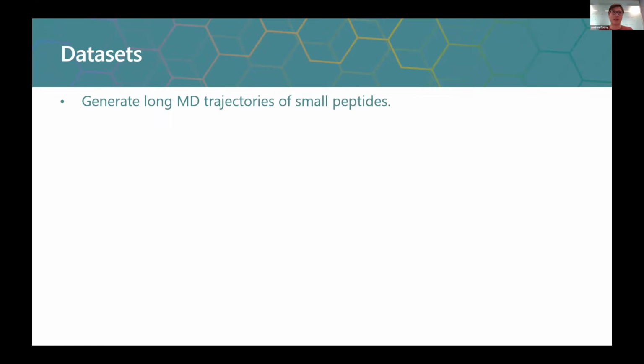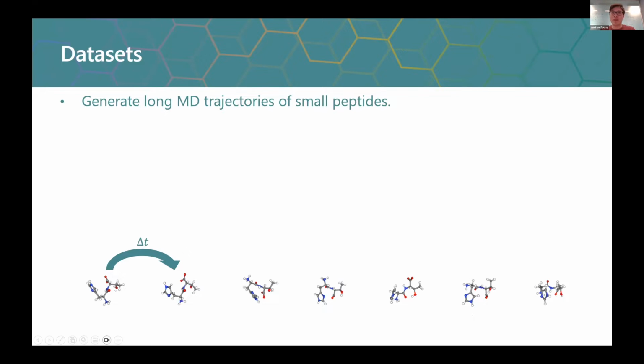So what we did is we generated long MD trajectories on a collection of small peptide systems. Imagine here, I'm showing a schematic which represents one of these trajectories. We simulate them using classical MD techniques. We use the Amber force field, and we use the OpenMM package to simulate these.